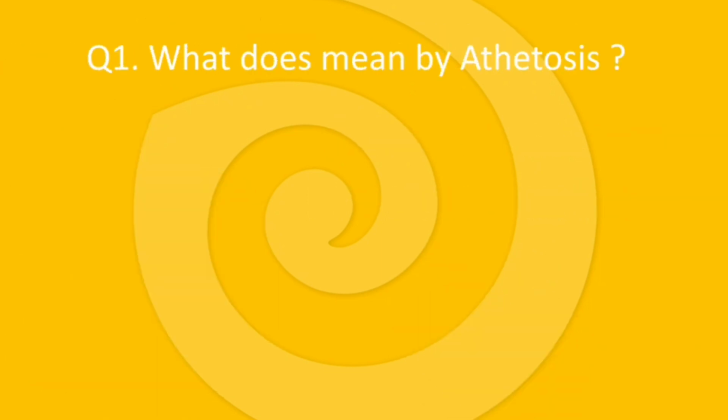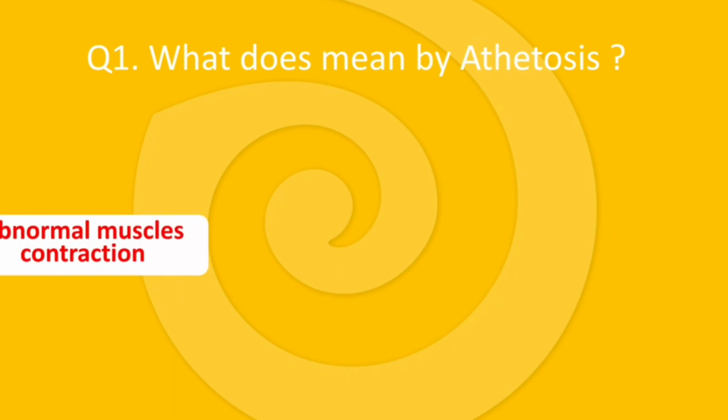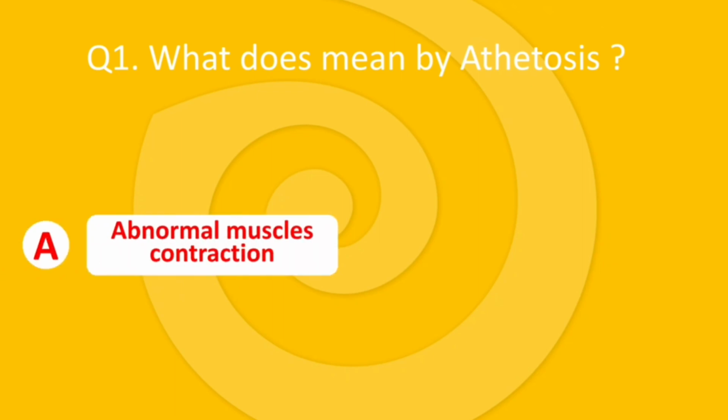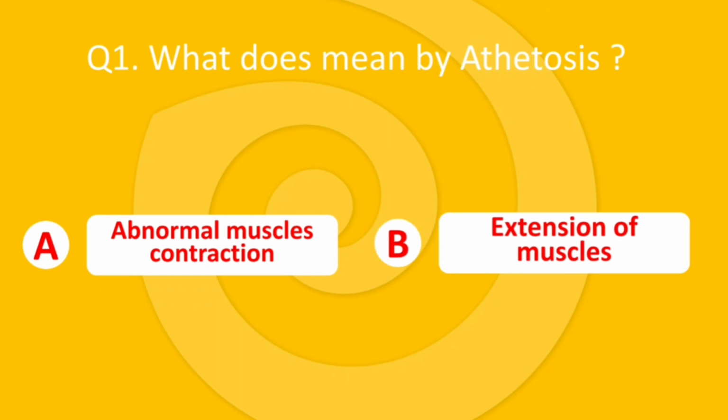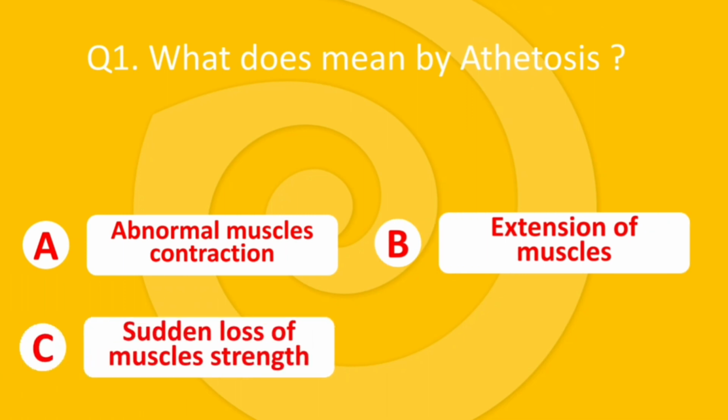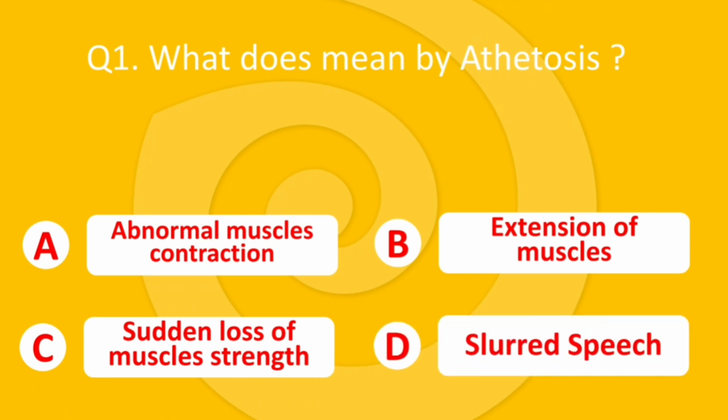Question number 1 is, what does mean by athetosis? Option A, abnormal muscles contraction. Option B, extension of muscles. Option C, sudden loss of muscle strength. Or option D, slurred speech. So, the right answer is option A, abnormal muscles contraction.